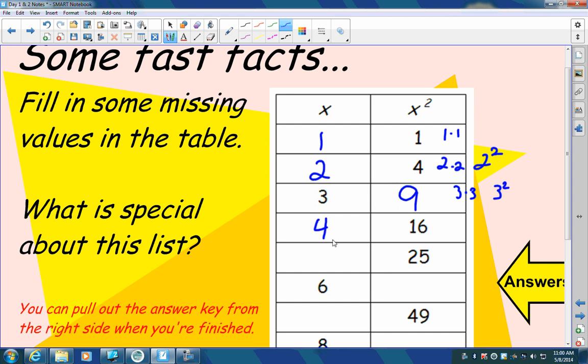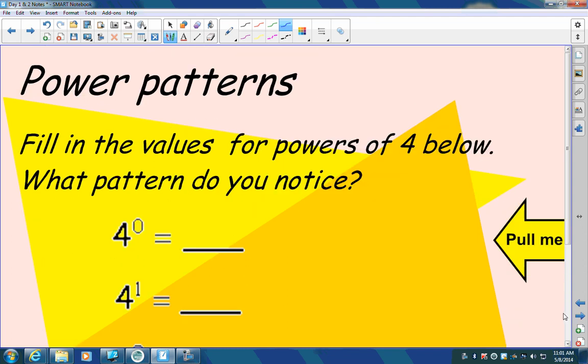4, 25, 5, 6. 6 times 6 is 36. And the next one down here would be 7, because all of these numbers right here times itself give you these numbers over here on the right. Okay, I'm not going to go through those other ones. Let's look at the next slide.